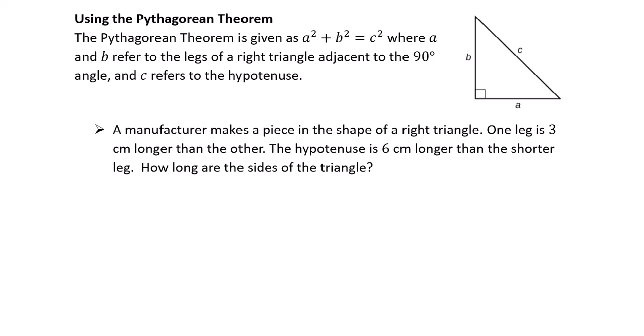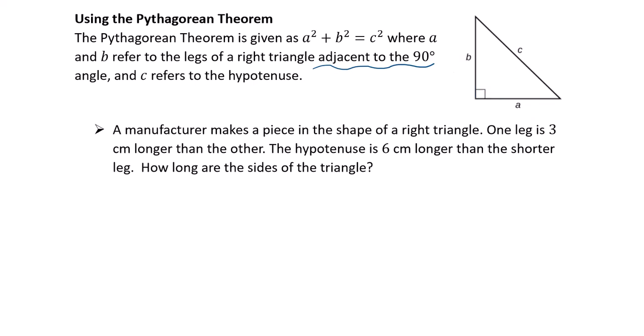Literally, this means if we take the length of one of the legs and square that number, and we take the length of the other leg and square that number, then it's going to equal, added up, the square of the hypotenuse. Now the legs always make up the right angle. That's what it means to be adjacent to the 90-degree angle. And the hypotenuse is always the longest side, and it's always across from the right angle. And it's not a leg.